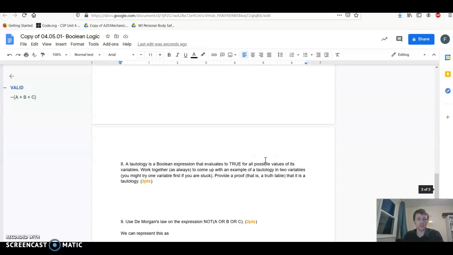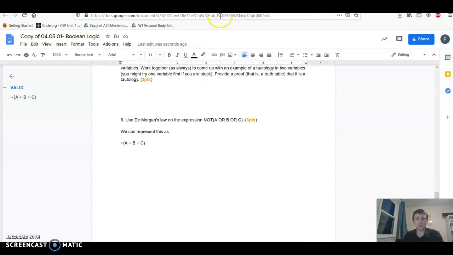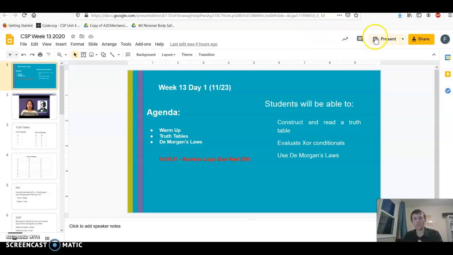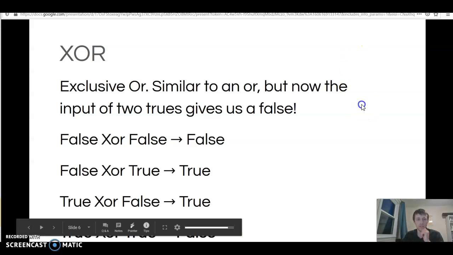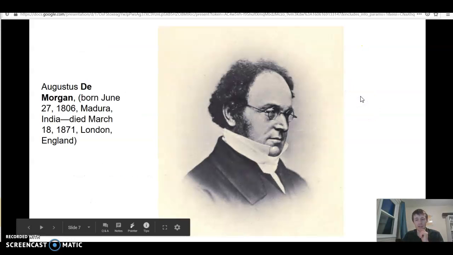We've got the rest of these to work through. There's a couple more things to mention. The first thing to mention, that we haven't quite gotten to, is De Morgan's law.